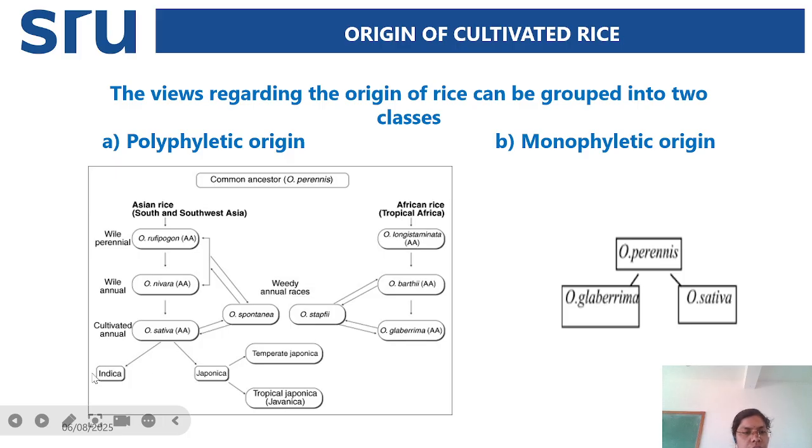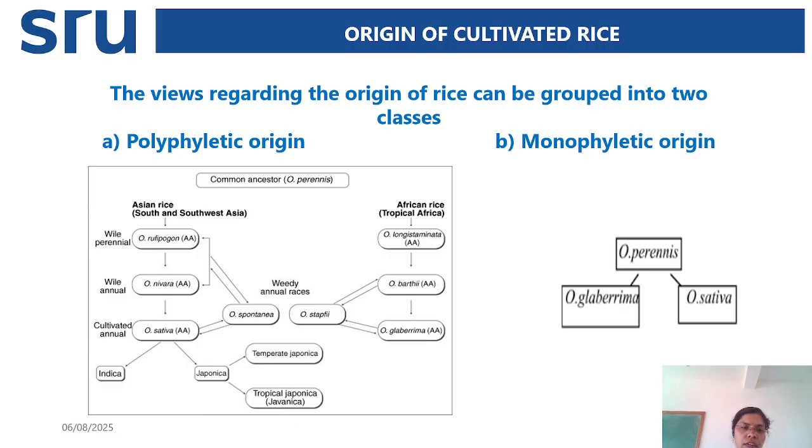Indica is grown in tropical areas and originated in India. Next is Japonica, which originated in Japan and is mostly grown in temperate conditions. Next is Javanica, which originated in Indonesia.